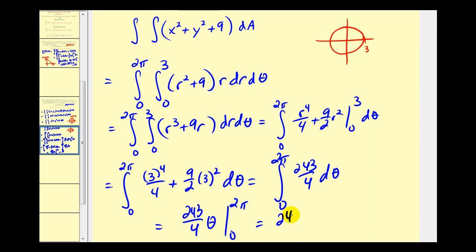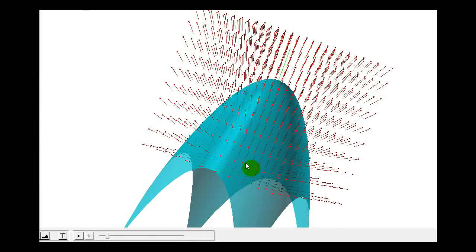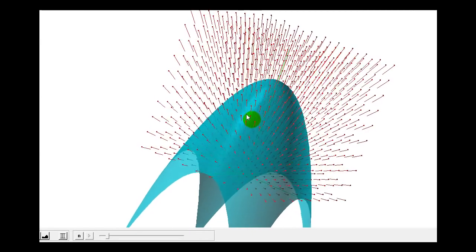So I have 243 over 4 times 2 pi minus 0. That'll give us 243 pi over 2 as our flow rate across that surface. Remember, the surface had an upward orientation, and the flow rate was positive because it was in the same direction as our orientation. So the flow rate is up from the surface given this vector field.